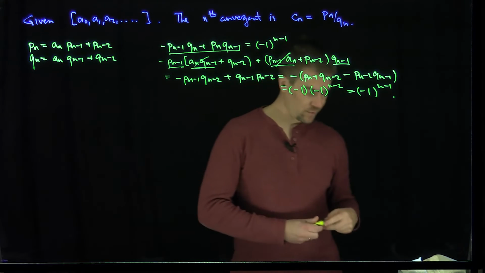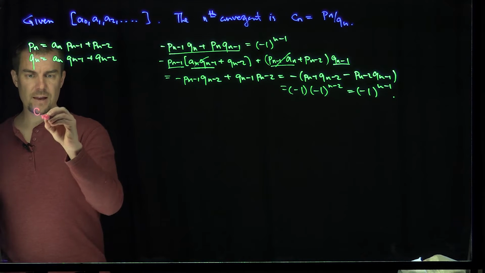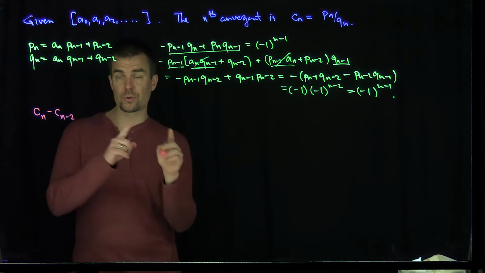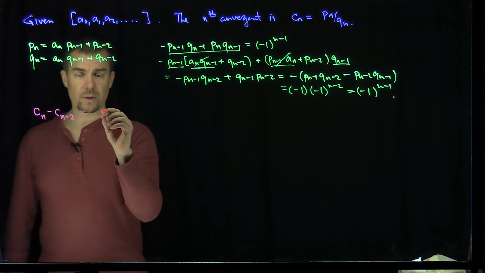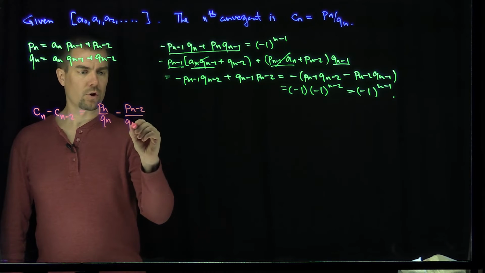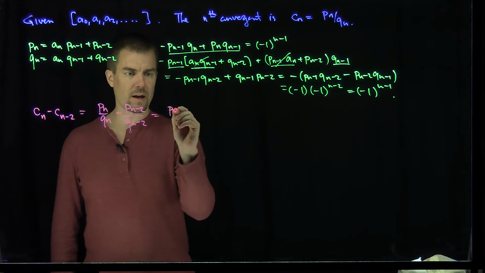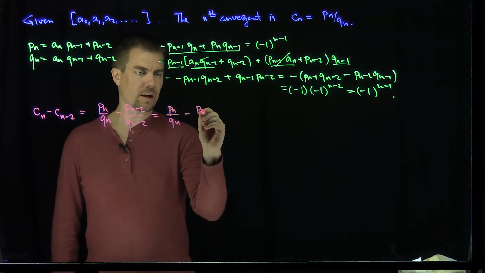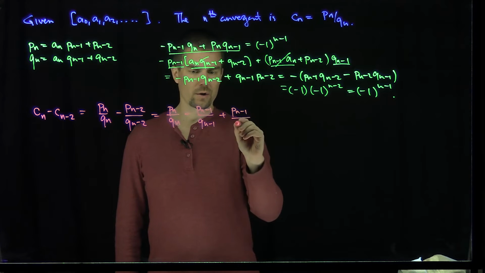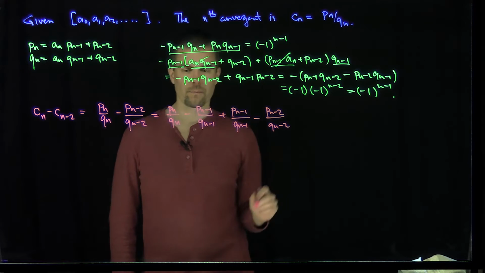Next, we want to observe the difference between two terms in the convergent sequence. I'm going to look at the difference between Cn and Cn minus 2. These two terms have indices of the same parity. This will be Pn over Qn minus Pn minus 2 over Qn minus 2. I'm going to feed in a Pn minus 1 over Qn minus 1 to this. This is going to be Pn over Qn minus Pn minus 1 over Qn minus 1, plus Pn minus 1 over Qn minus 1 minus Pn minus 2 over Qn minus 2.